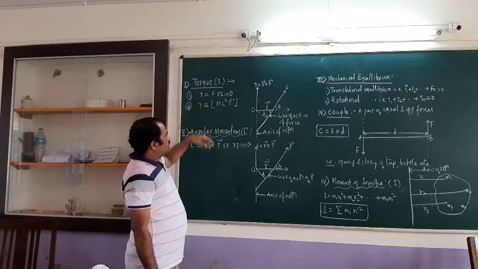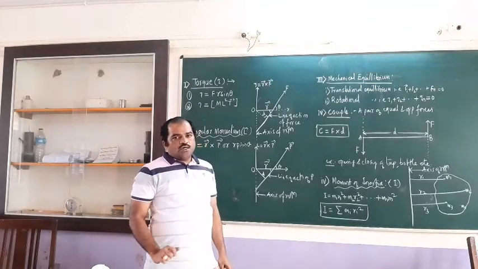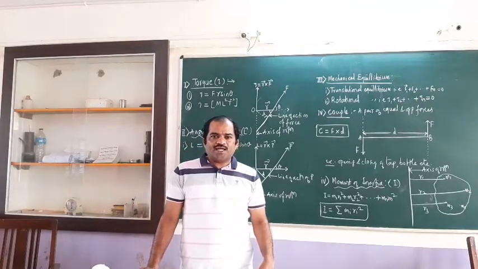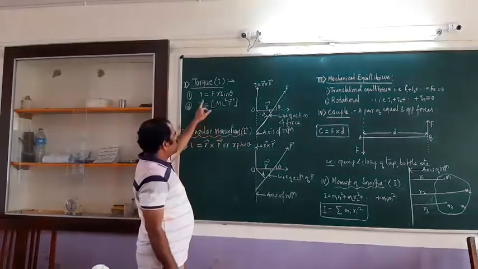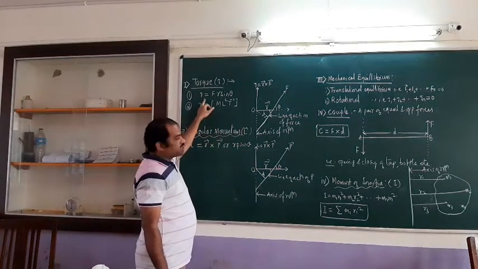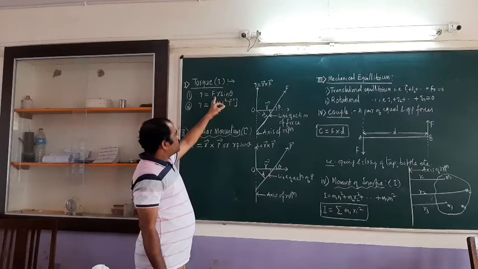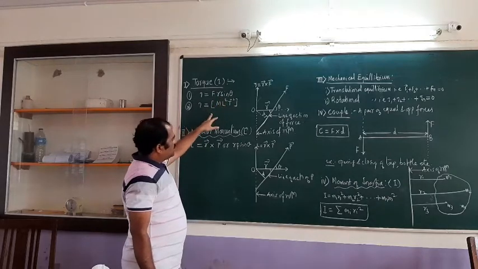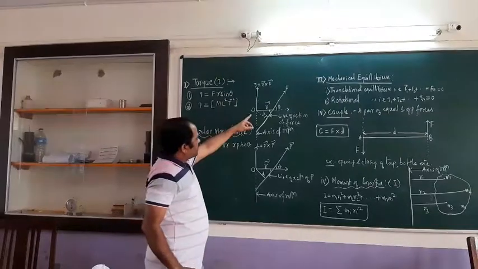Torque is defined as the product of force and the perpendicular distance from the line of action of the force. That is, we are going to use the formula for the torque: tau is equal to F into R sin theta, or F into R perpendicular. Here I am going to explain it with the help of this diagram.